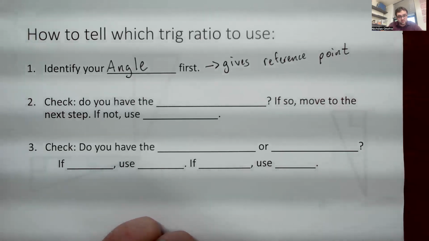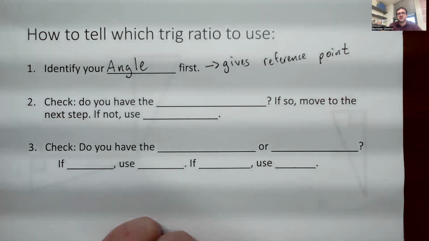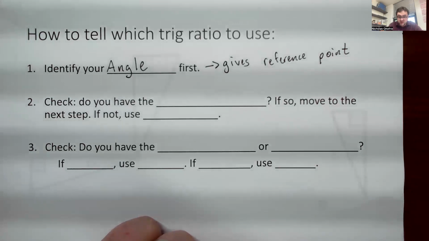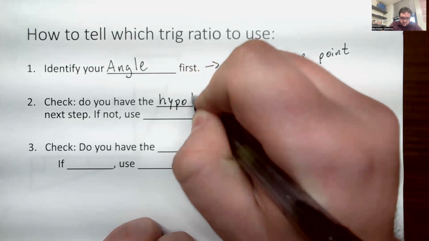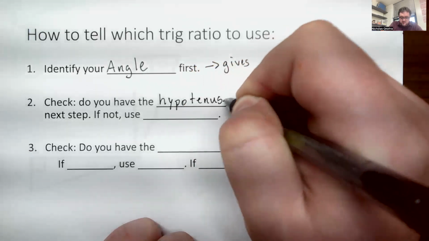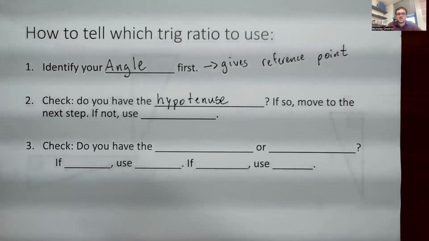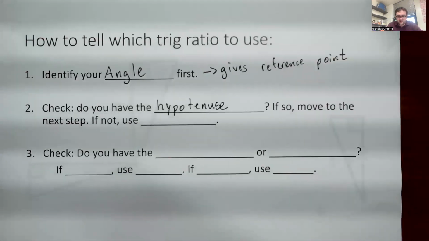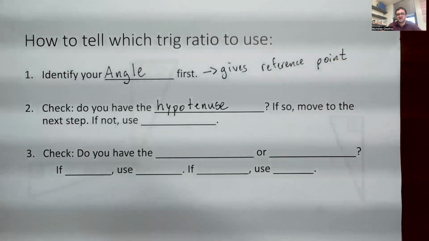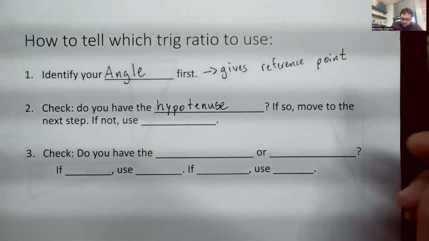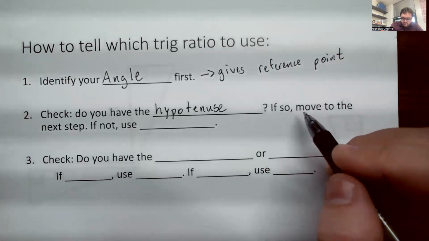You found your angle. Steps 2 and 3 are going to be spots for you to essentially just check. The first check I would run is to see if you have your hypotenuse. Look at your diagram and ask, okay, is the hypotenuse there? The reason I want to check for the hypotenuse is because it lets us make a really quick jump in most cases. If we have the hypotenuse, then we can move to the next step.